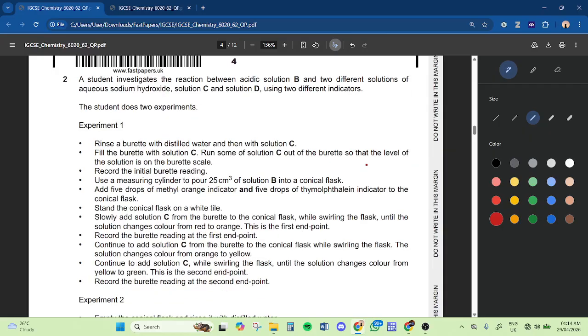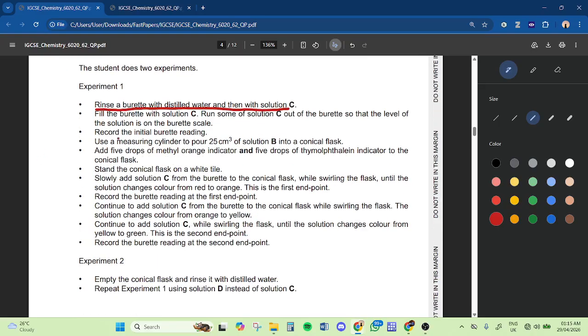All right, so there's a lot of steps in this question. You can pause the video now if you want to read through it. I'm just going to highlight some key information. Rinse a burette with distilled water and then with solution C. So this is going to be important later on. Run some of the solution, you don't need to know that. Record the initial burette reading. Use a measuring cylinder to pour 25 cm³ of solution B.